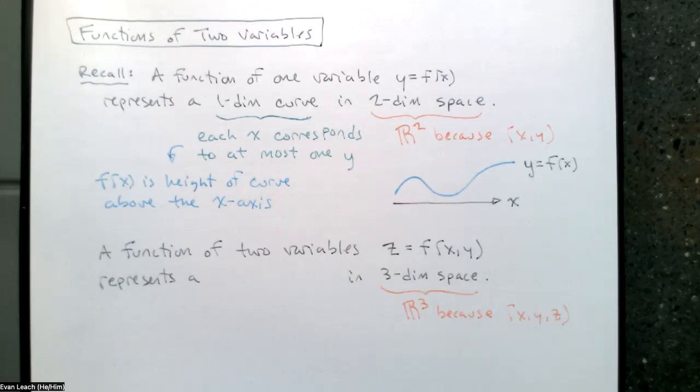And the 3 and the 2 indicating the number of dimensions, that's not going to be written as an exponent, it's going to be written as a superscript. And we're just going to say R3 or R2.